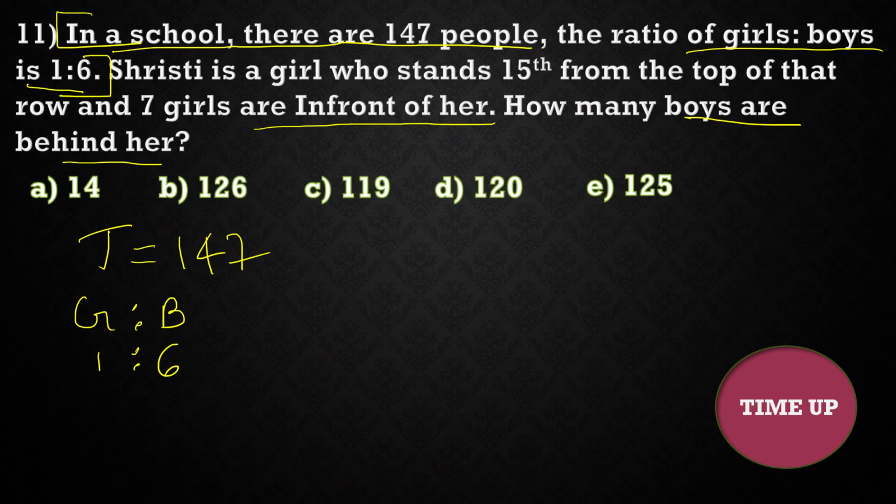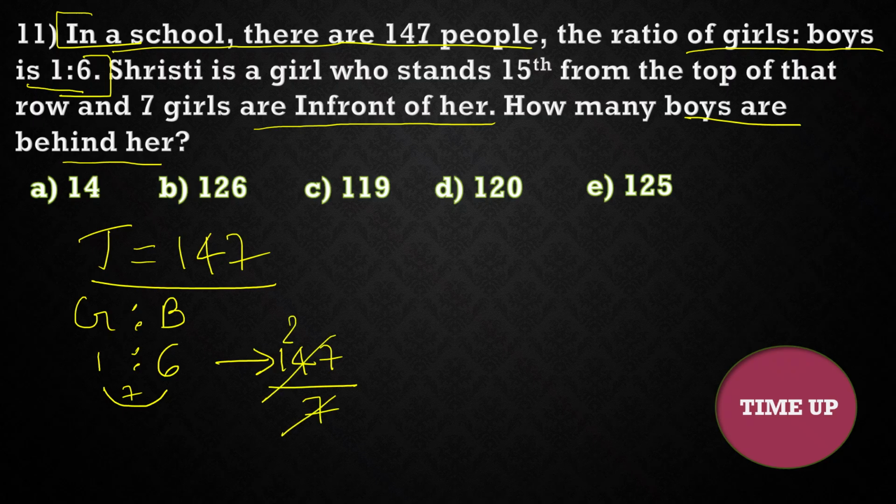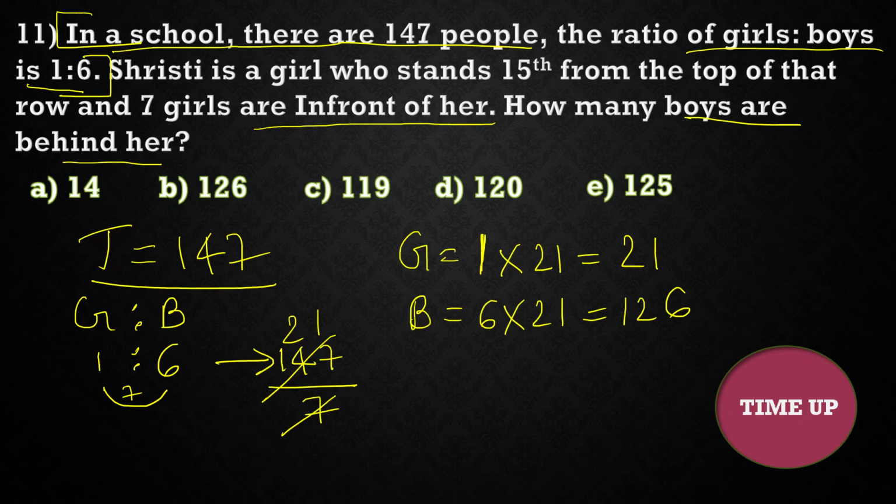Now here they have used the concept of ratio. So from the ratio we will find out the total number of girls and total number of boys in a class. Total is already given to you, 147. So how will we find the ratio? Here 1 plus 6 is 7, so you divide 147 by 7. 7 ones are 7, 7 twos are 14, 7 ones are 7, so 21. So girls will be 1 into 21, so it will be 21. Boys will be 6 into 21, that will give you 126.